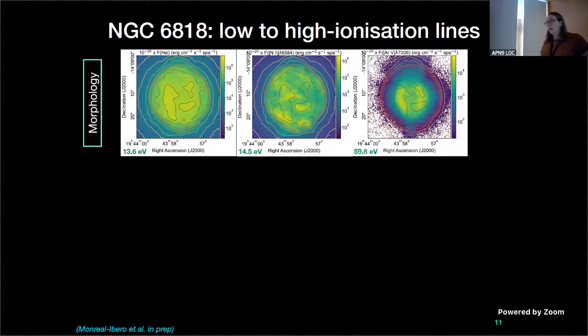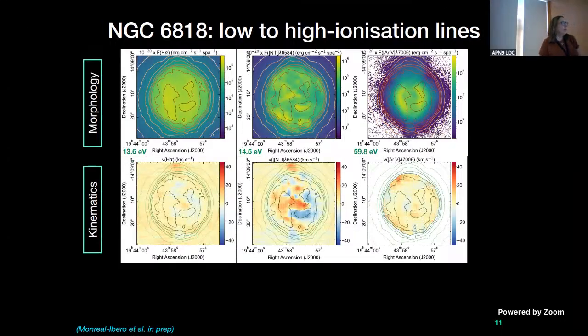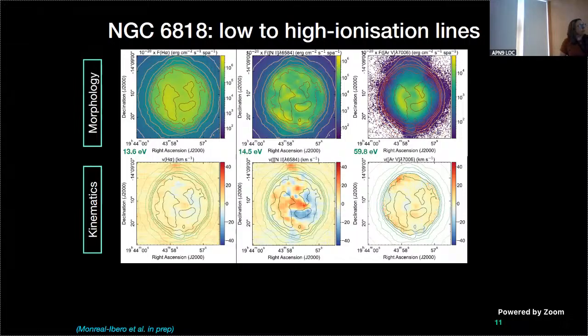But remember that under certain conditions, MUSE can also provide useful kinematic information. And this is very well seen in this plot, where we see how different the velocity map that we get from the nitrogen lines is from the velocity map from H alpha or argon 5. So yes, sometimes we can learn from the kinematics.